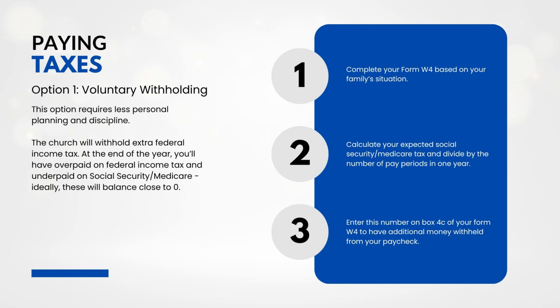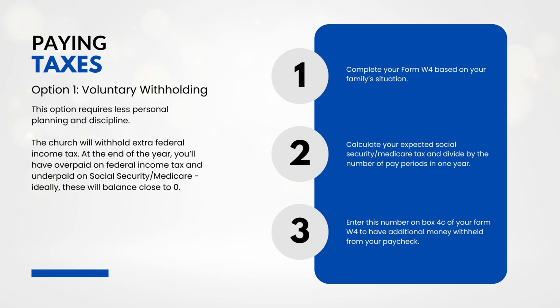While churches are not allowed to withhold Social Security or Medicare taxes for pastors, you can ask your church to set up voluntary federal income tax withholding. This is an option where your church withholds extra federal income tax from your paycheck and sends it to the IRS. Because your tax return is used to calculate all three types of taxes, over withholding federal income tax can produce a credit to use for Social Security and Medicare taxes. The goal is to overpay your federal income tax by at least the amount you expect to owe for Social Security and Medicare taxes. Then you will avoid a large tax bill.